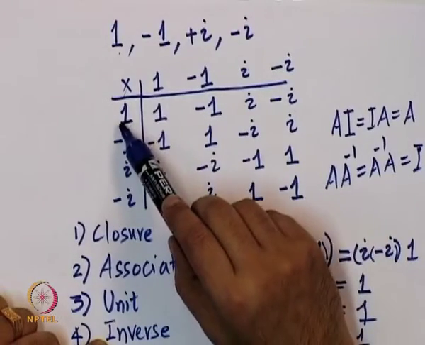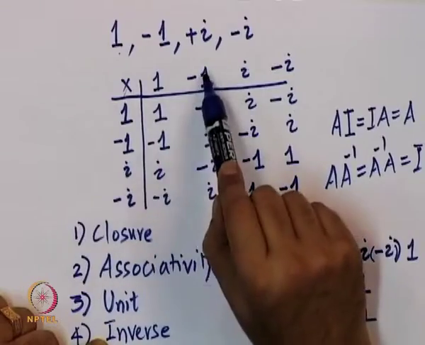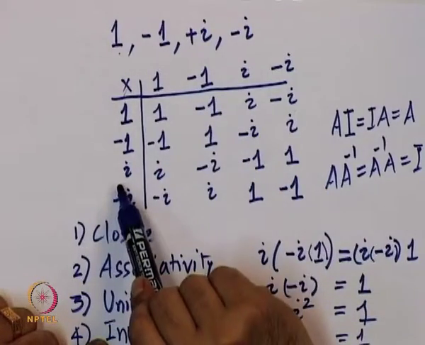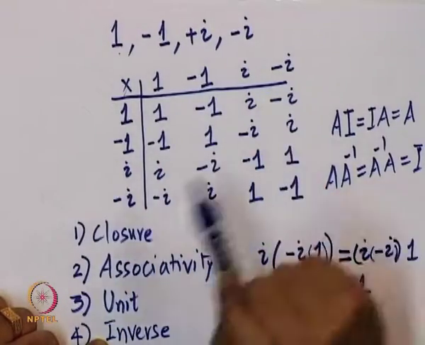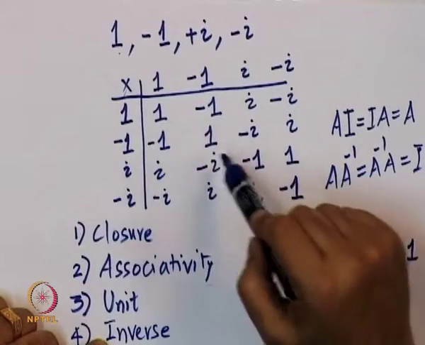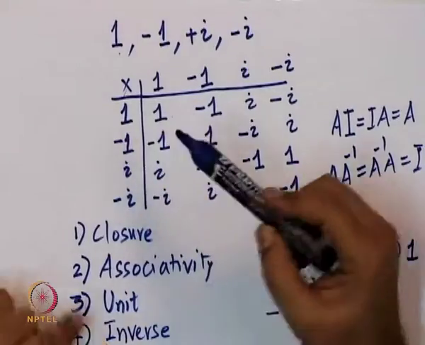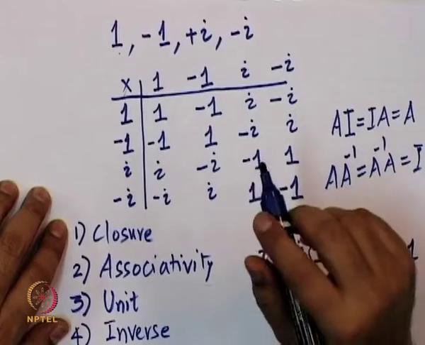For example, multiplication of 1 with 1 gives 1, minus 1 multiplied with minus 1 gives 1, i multiplied with minus i gives 1, and for minus i the multiplication with i gives 1. So, the unit element is recovered by these elements. Those are known as the inverse elements.